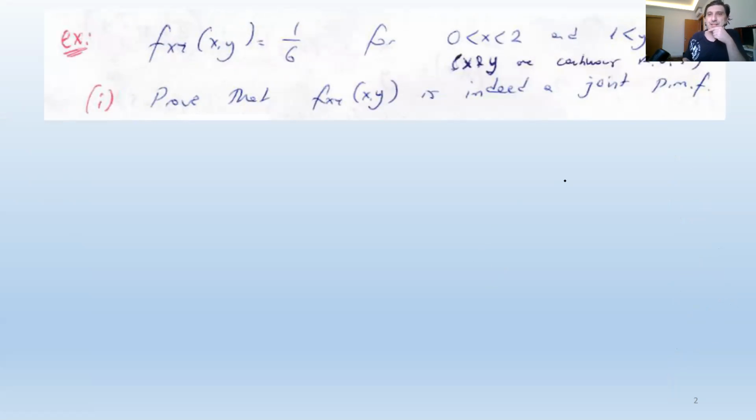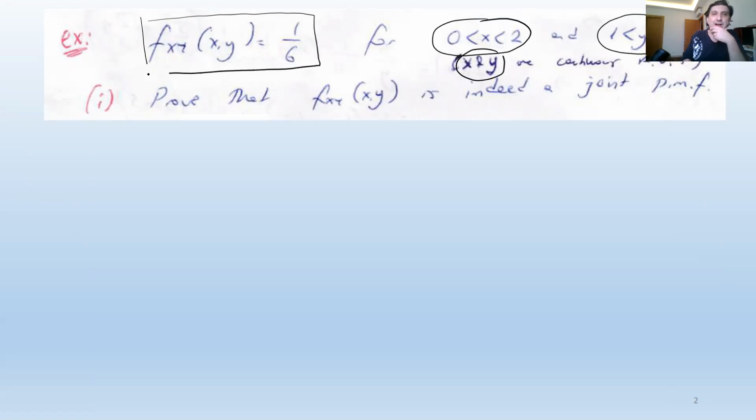All right, it's a very simple question. Let's solve this. X and Y are continuous here. Actually, this representation already shows that. Nevertheless, I have added it here. Let's say that the probability density function of X and Y is given by this equation. It's going to be equal to 1/6 everywhere. Prove that f(x,y) is indeed a joint probability density function. Note that it's not mass, it is density because X and Y are continuous.